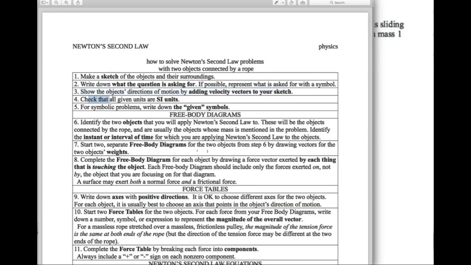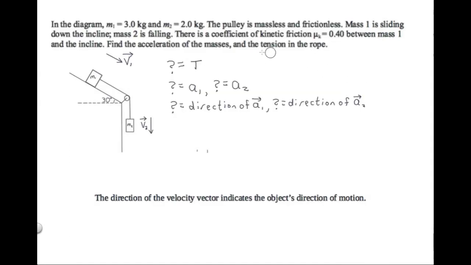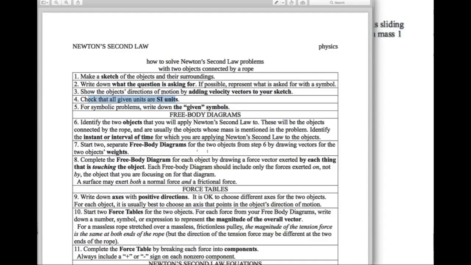Next step, check that the given units are SI units. Well, kilograms are SI units. Those seem to be the only units mentioned in the problem. So, yes, the units were SI units. This step is not relevant for a numeric problem.